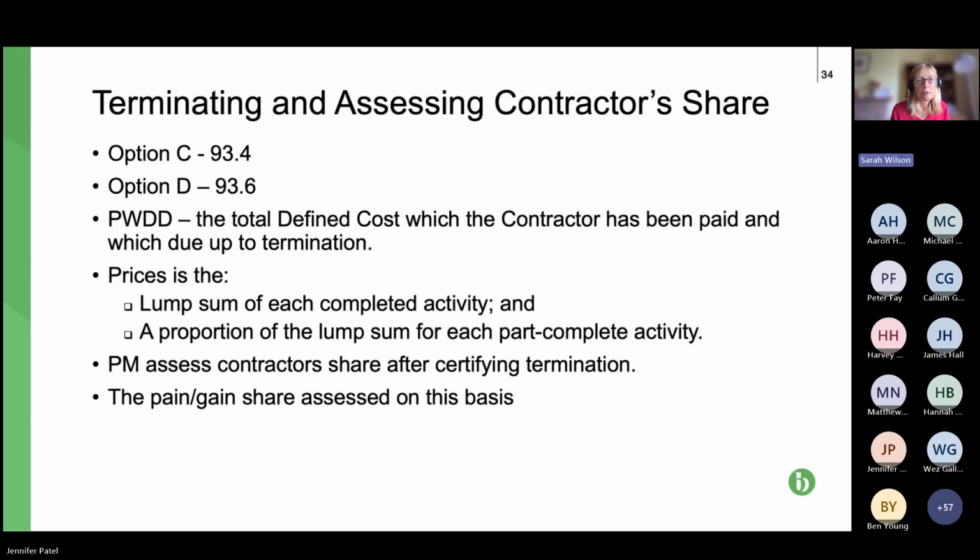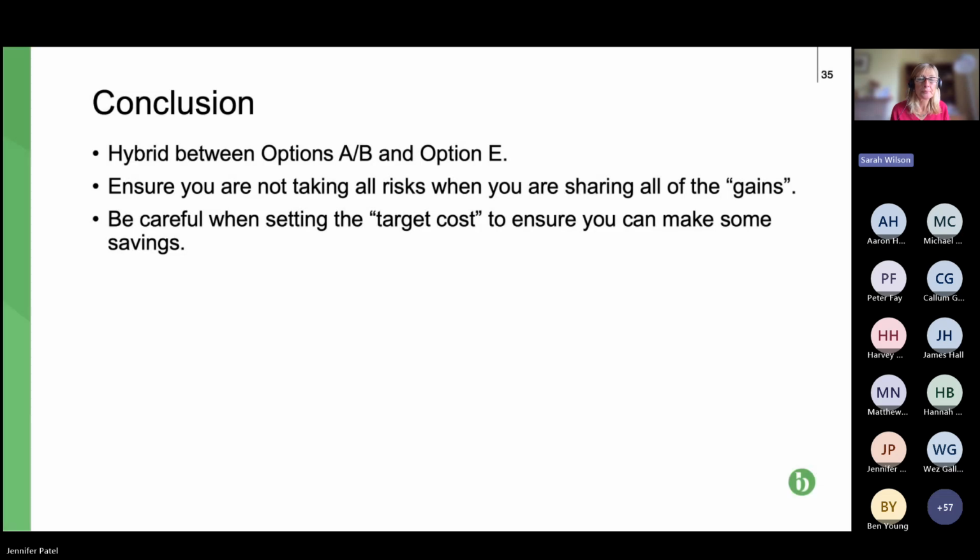So I think if we can move to the next slide. That's it. So in conclusion, hopefully you understand that the options C and D are a pain gain mechanism, but they use A and B and E in different ways to get to the pain gain.